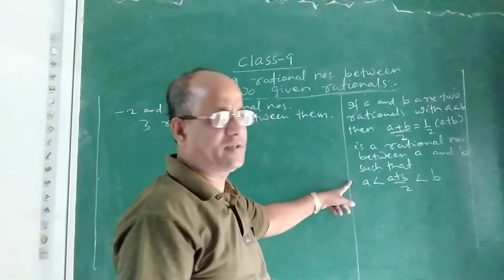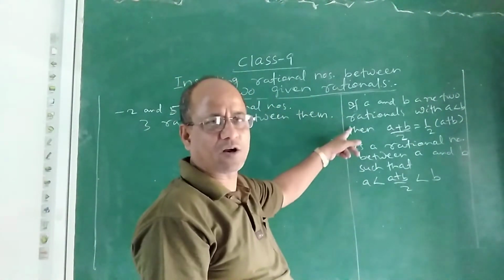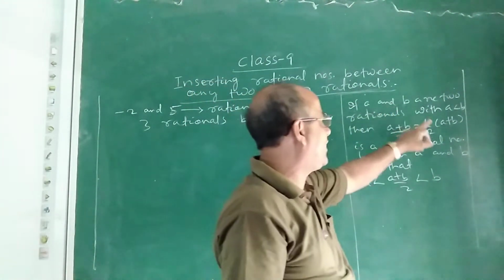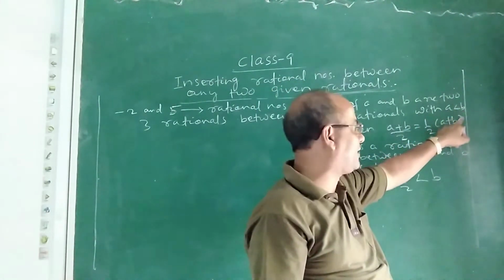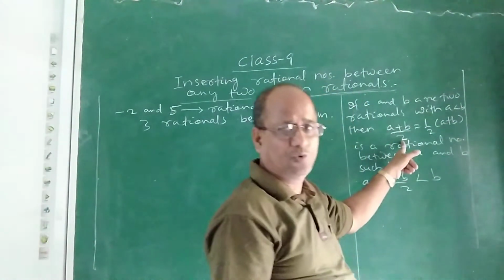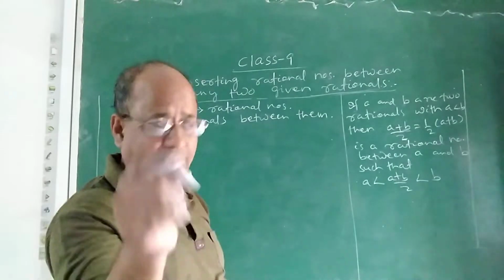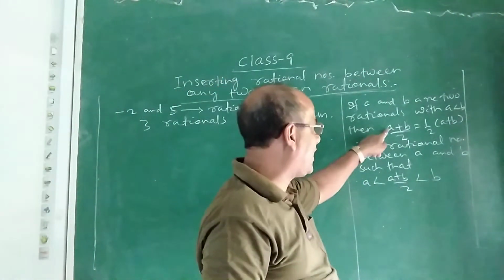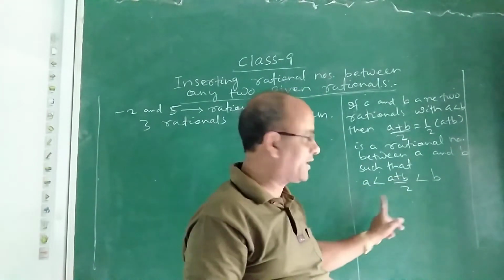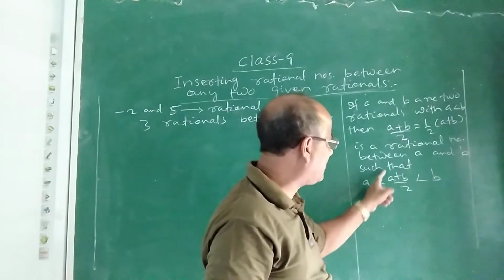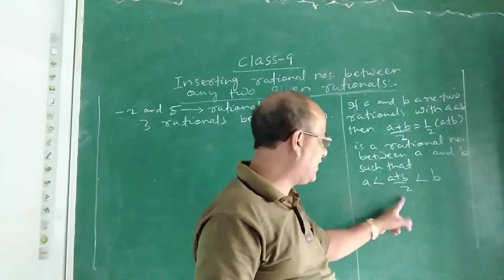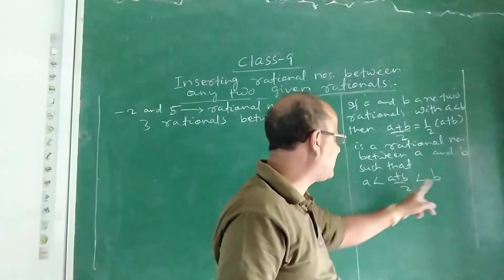See children, what is the meaning of this? It was there in class 7, but you might have forgotten. That is why I am discussing once again. You are given two rational numbers a and b, where a is less than b. If it is so, then half into a plus b, or a plus b by 2, will be the required rational number between a and b, such that it must satisfy this condition. The rational number a plus b by 2 which you found must be less than b and greater than a. Then only we say this is a rational number lying between a and b.